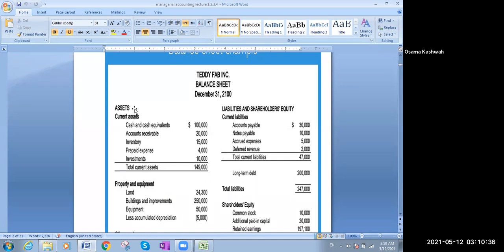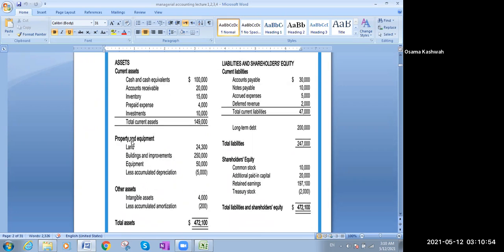Watch out that this is what you own, but this is what you have to pay to others, which is liabilities. Once we start with the current assets here, on the other side there will be the current liabilities. And when we talk about the fixed assets, there will also be the fixed liabilities on the other side. So we talked about the current assets, and their sum is 149. Let's go for the fixed assets. Fixed assets consist of land, buildings, and equipment, less the depreciation.